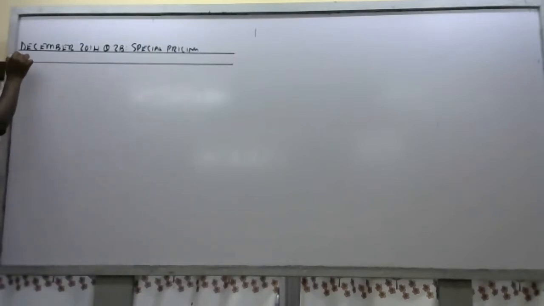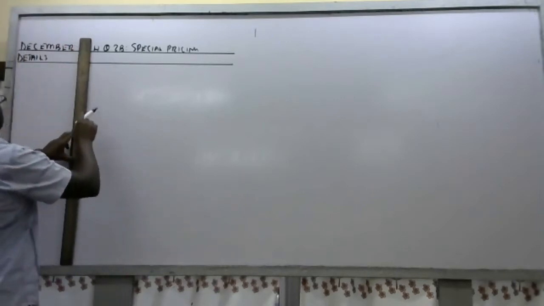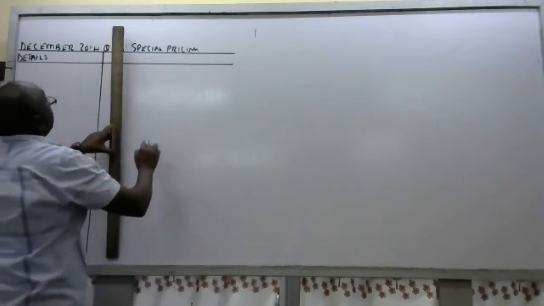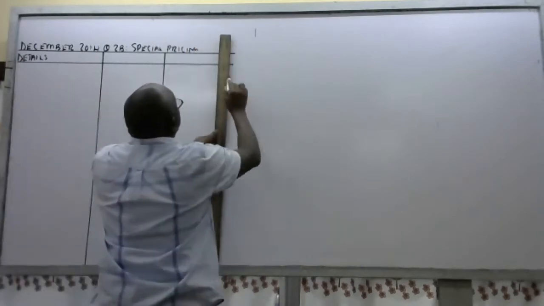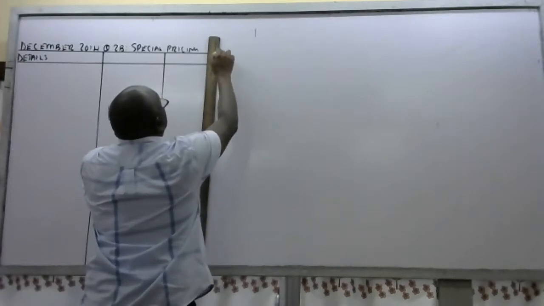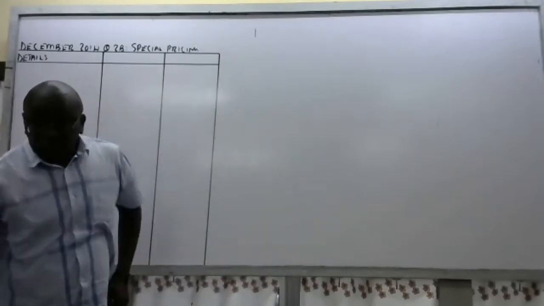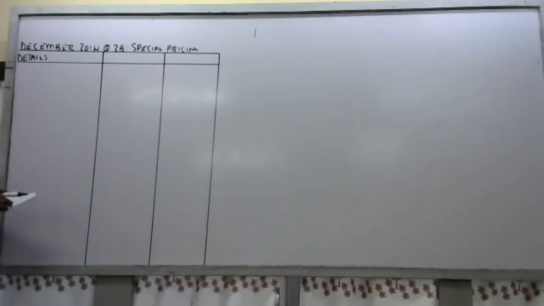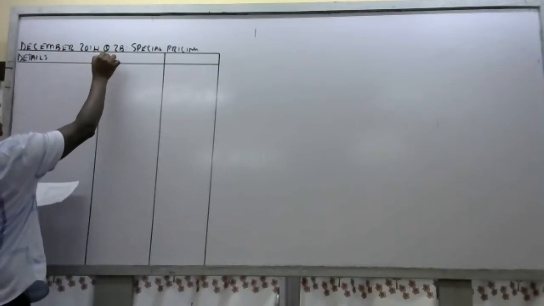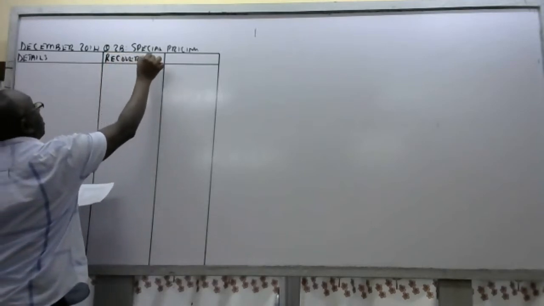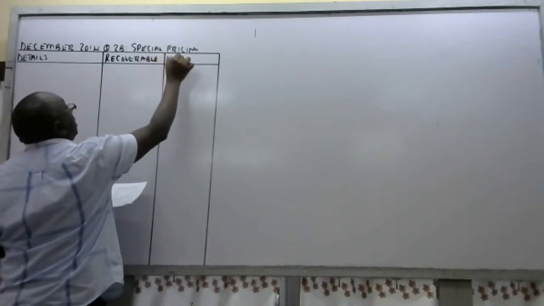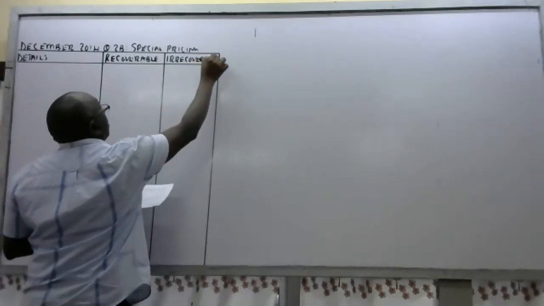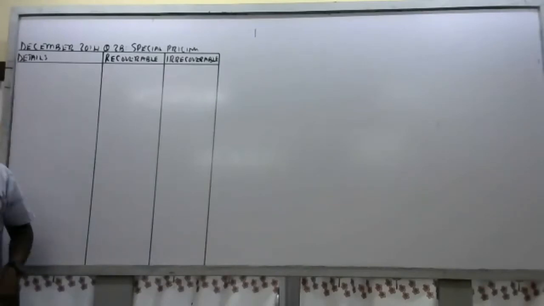We are going to have a table which will be divided into two. So in this table, we have details. The first one is recoverable, and the second one we call irrecoverable.